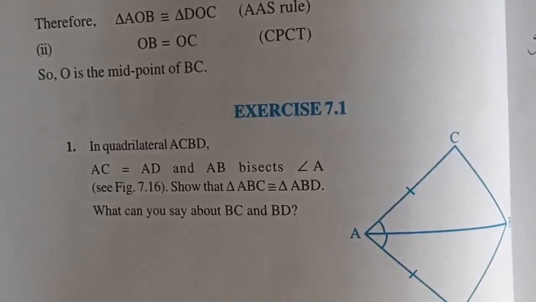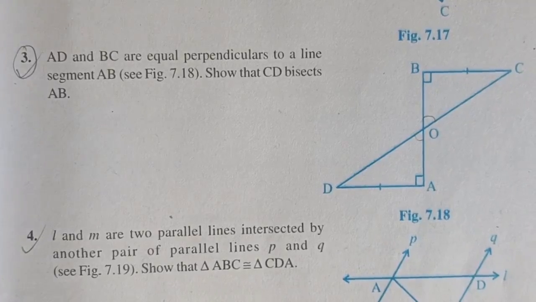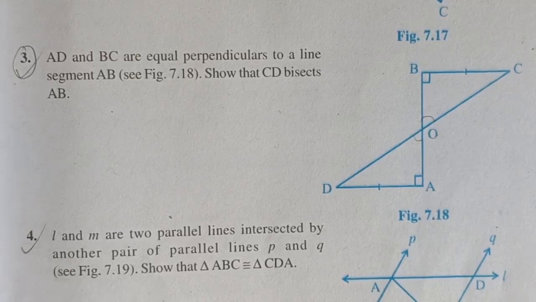Welcome back, students. Today in this session we are going to solve some of the exercise questions from chapter number 7. So starting from exercise 7.1, question number 3. AD and BC are equal perpendiculars to a line segment AB so that CD bisects AB.